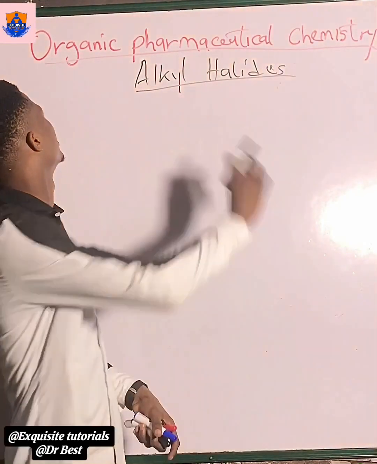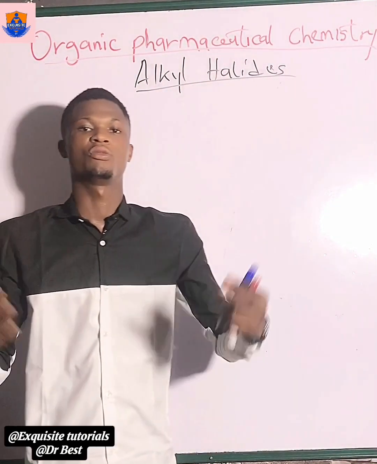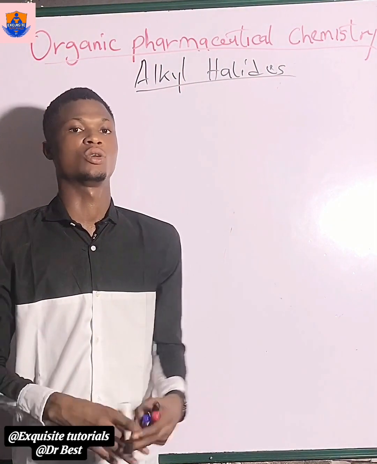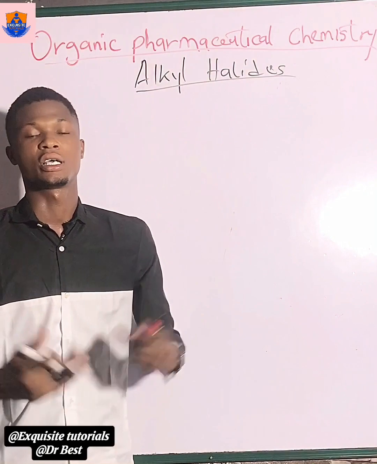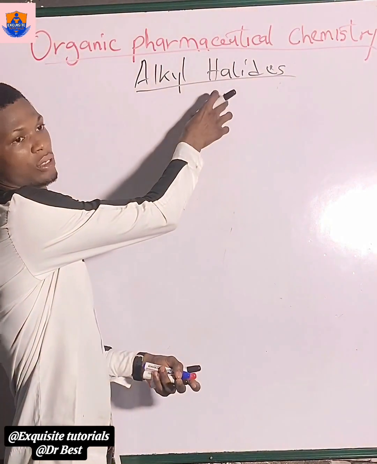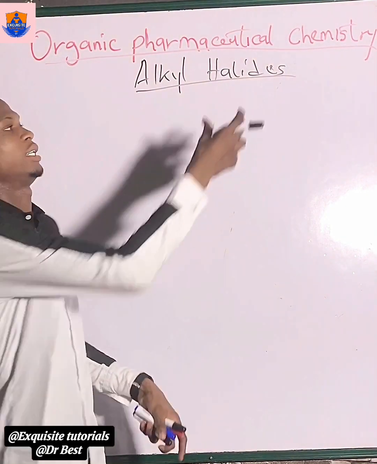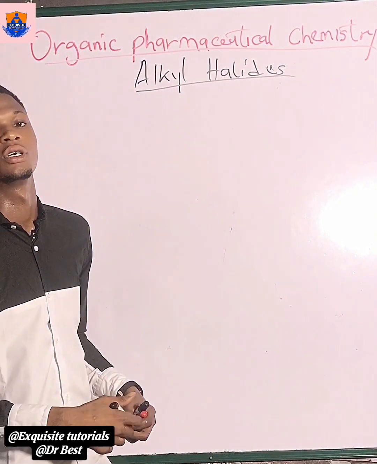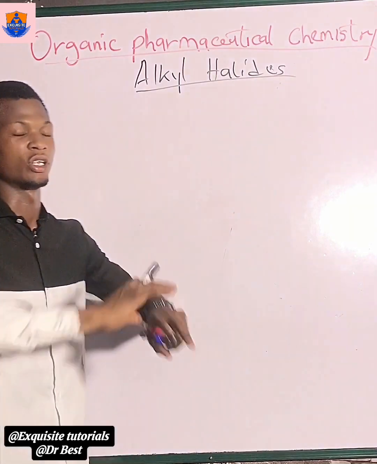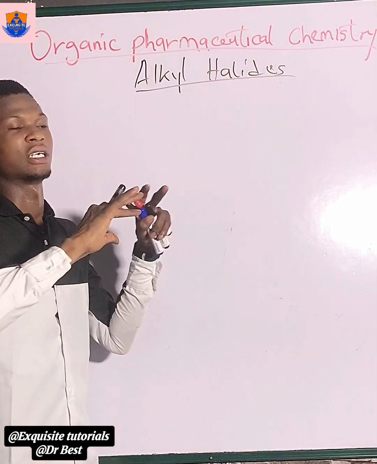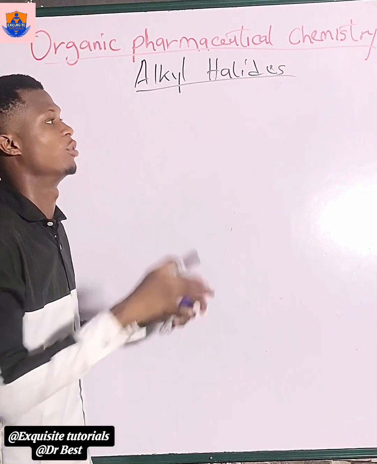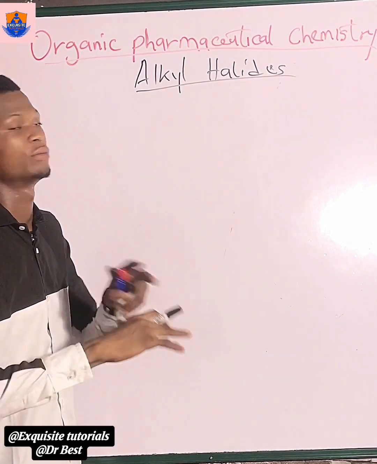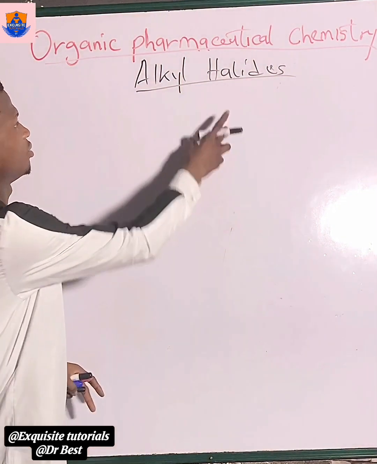Today we'll be looking at organic pharmaceutical chemistry for pharmacy students in different universities, or for other chemistry students who offer this particular topic. We're going to be looking at Alkyl Halides. This is a 300 level course for pharmacy students in the University of Benin, but in other universities it can be on 300 level or lower level. It's talking about the same thing, so long as you're offering pharmacy or any course that deals with Alkyl Halides.